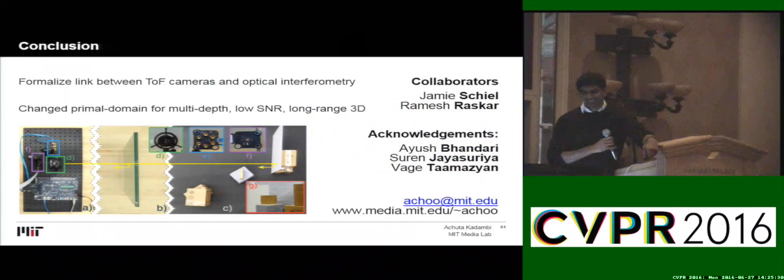It's not really about the camera architecture or this paper, but a broader vision: we want to formalize the link between how we can bring wave phenomena up to the scale of meter-scale optics. And this is one example. We've changed the primal domain to frequency instead of phase, and that gives us ingrained multi-depth cameras, low SNR, and long-range 3D.